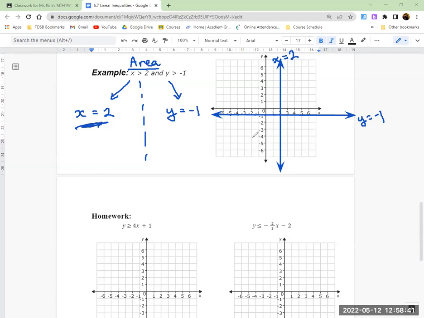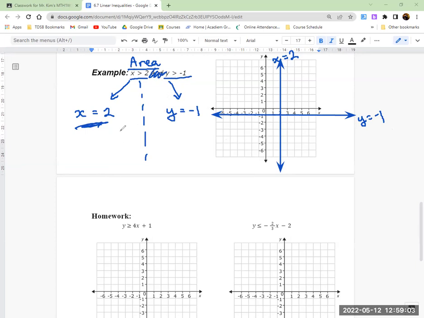Question? Where to color? Oh, it just says x is greater than 2 and y is greater than -1. Yeah, it is. But they're two separate equations, either way.